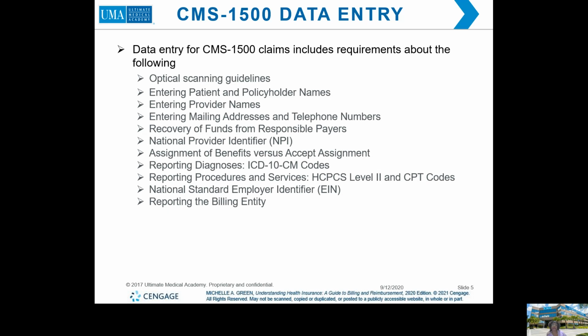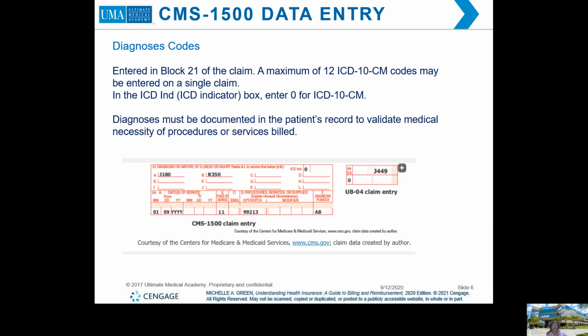Okay, so what else is there? We were just talking about diagnoses. So now, block 21 is where we deal with diagnoses. A maximum of 12 diagnosis codes can be entered on a claim. Well, you might say, that's a lot of diagnosis codes. Well, some people have a lot of medical issues. And there are some guidelines dealing with how many diagnoses or why you would put certain diagnoses on a claim. And you will learn about that. But right now, there are 2 diagnosis codes on this claim.